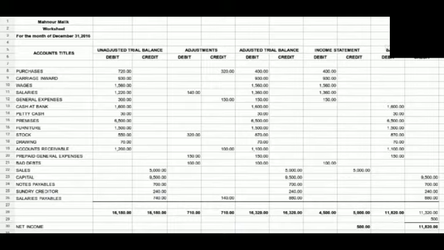So as we notice, they are not balanced. So for them to be balanced, we will add the net income, which is 500, to the credit side. So our total, 11,320 plus 500, so we have our 11,820. So as we notice, they are both balanced. So let's proceed to financial statement.